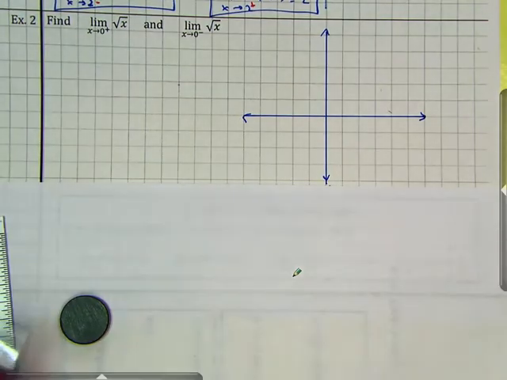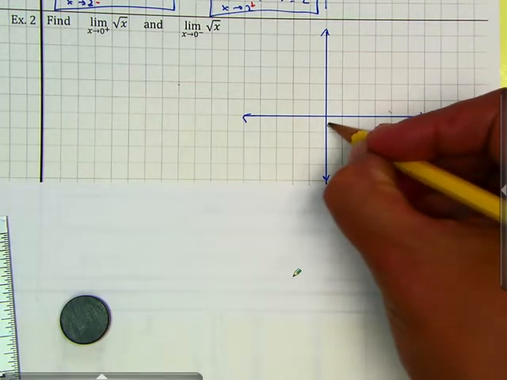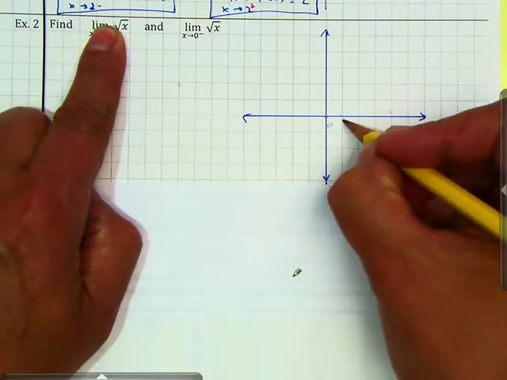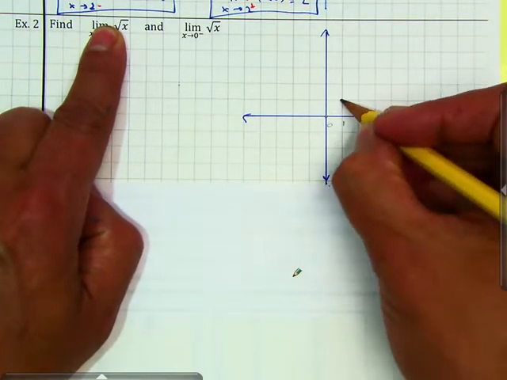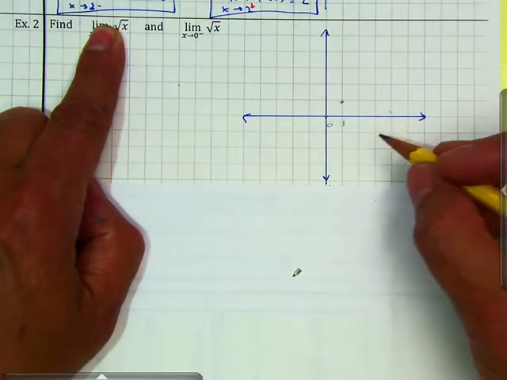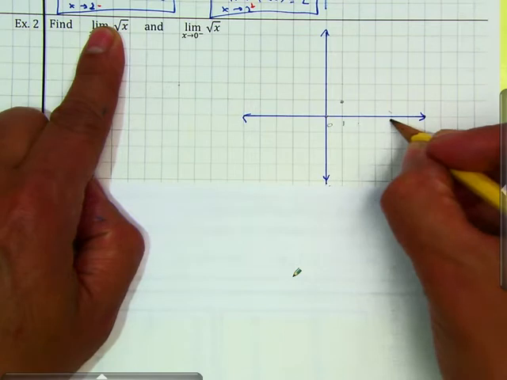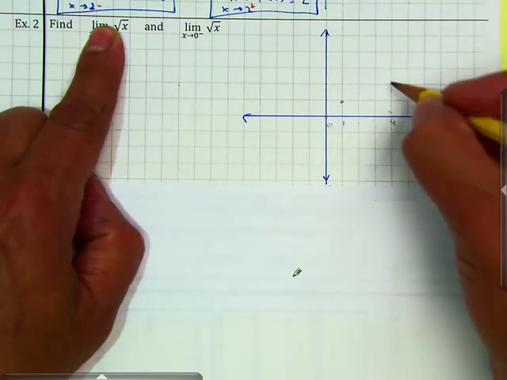So first, I'm going to plug in a 0. If I plug in a 0, I end up with the square root of 0, which is 0. I'm going to plug in a 1. The square root of 1 is 1. What's the next number that I should plug in? Correct, a 4. 2, 3, 4. If I plug in a 4, the square root of 4 is 2.